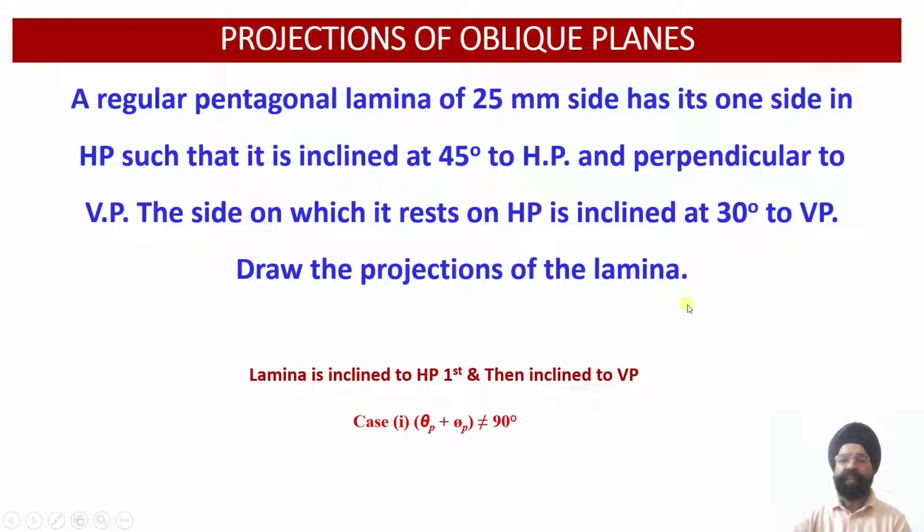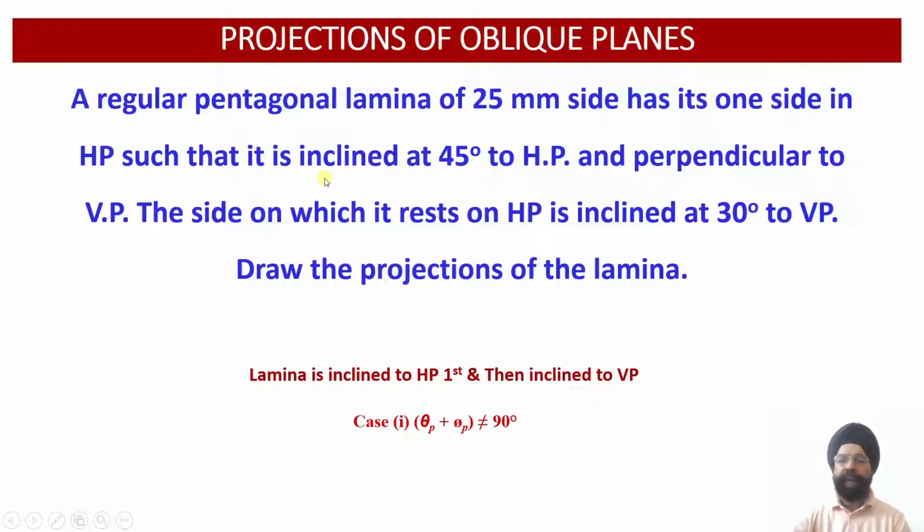If we break this question into two components, we'll see that the first part we have already discussed in the previous lecture. That is, we have a lamina or a plane which is inclined to a particular reference plane, the horizontal plane in this case, and it is perpendicular to the vertical plane. So our starting point will again be the same. We will assume that the lamina is parallel to the horizontal plane to begin with.